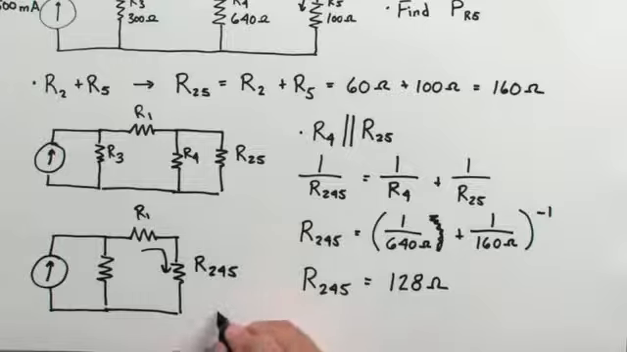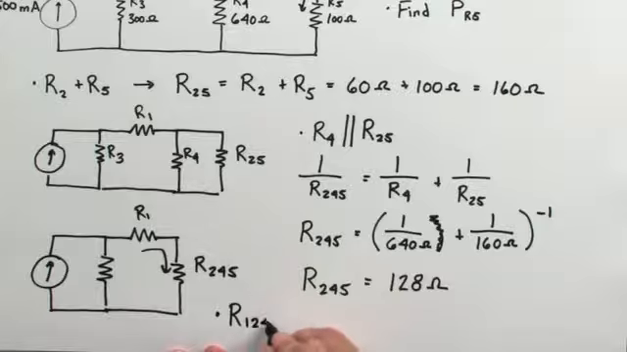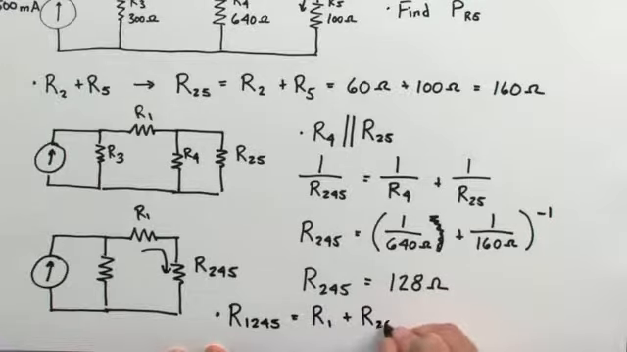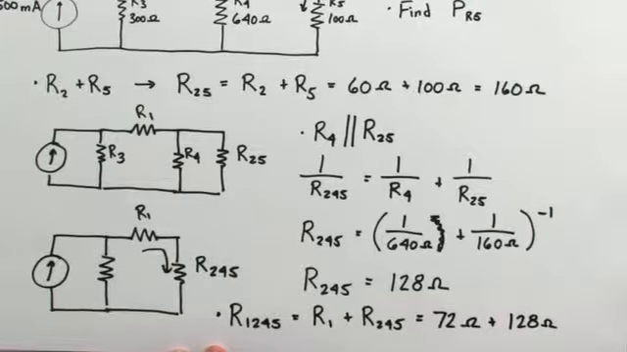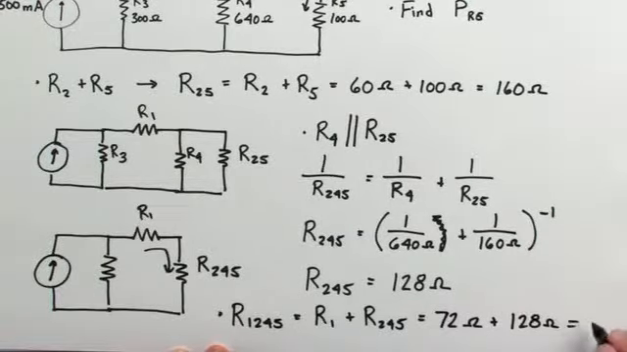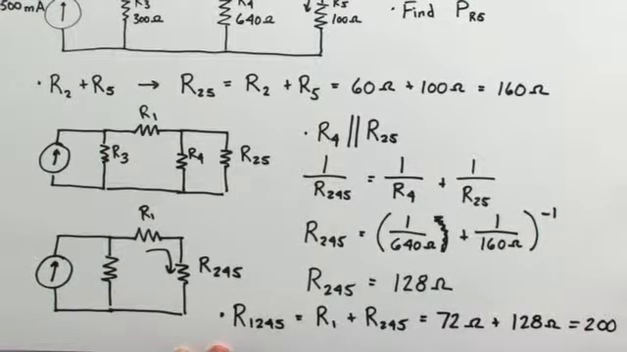So I can come up with the equivalent resistance of 1, 2, 4, and 5 all combined by adding them together. R1, 2, 4, and 5 is going to be equal to the resistance of 1 plus the equivalent resistance of 2, 4, and 5 combined, which is 72 ohms plus the 128 ohms that we just calculated, and that gives me an equivalent resistance of 200.